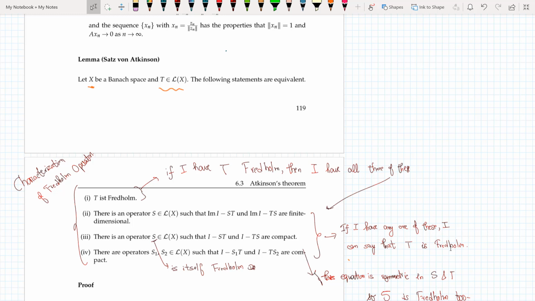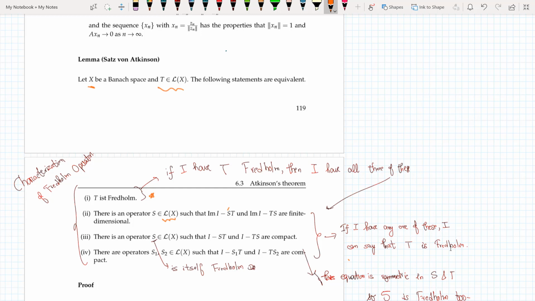T is Fredholm. It's equivalent to that there is an operator S belonging to the space of continuous functions such that the image of I minus ST and the image of I minus TS are finite dimensional. If this holds, then T is Fredholm. And if T is Fredholm, then this holds.